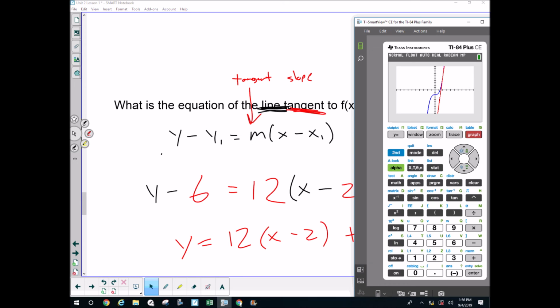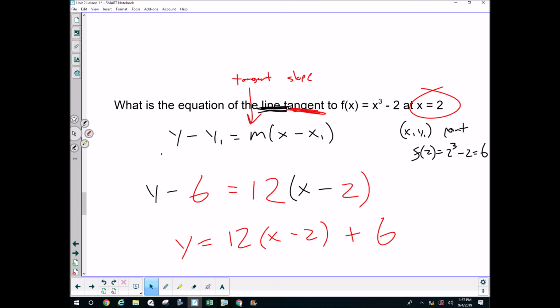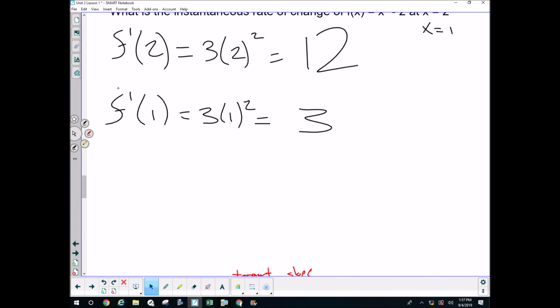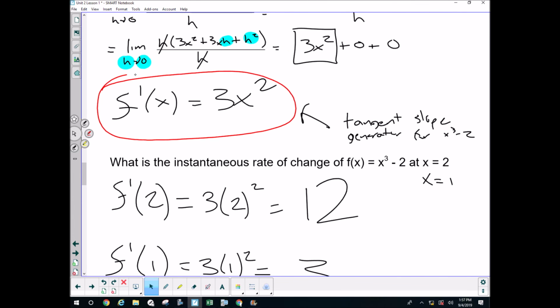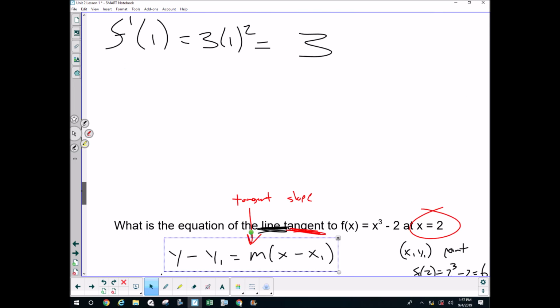Now, you could have done that already because we already knew the slope was going to be 12 because we used our calculator. But finding this f prime tangent slope generating function, that's the key to calculus, is the invention and the discovery of the existence of this. Okay?